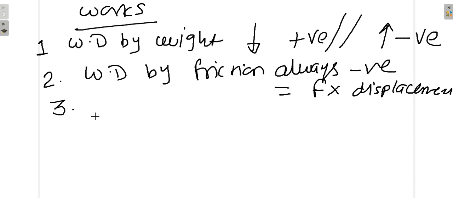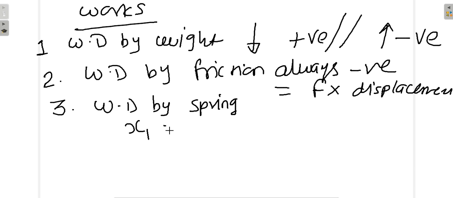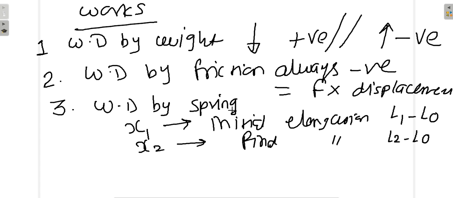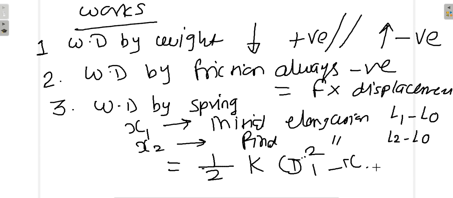And the third is work done by spring. If x1 is the initial elongation, that is the difference between the original length and the natural length, and x2 is the final elongation at stage 2, that is again the change in length upon original length, then the work done by the spring is given by half into k into x1 square minus x2 square.